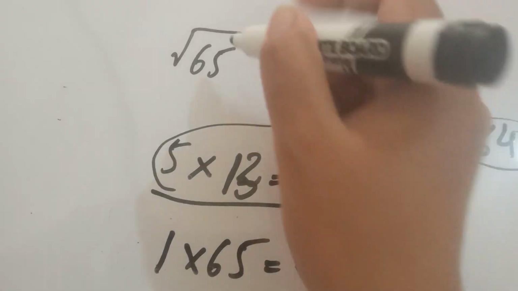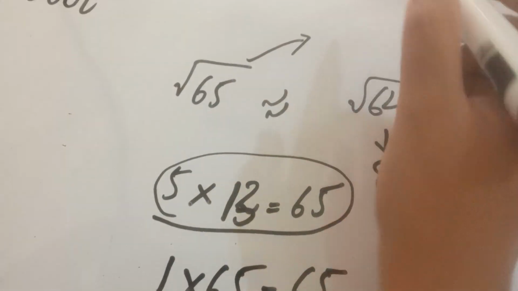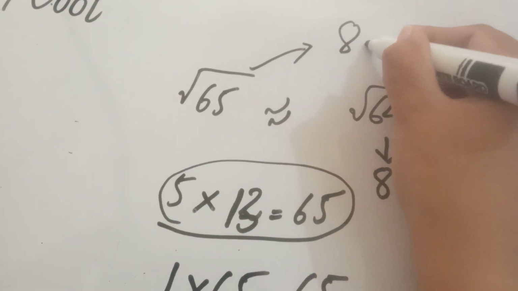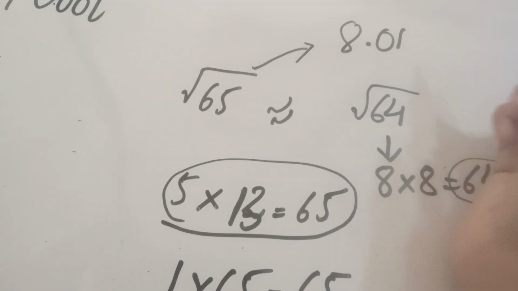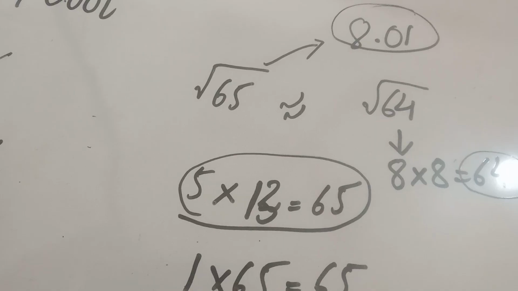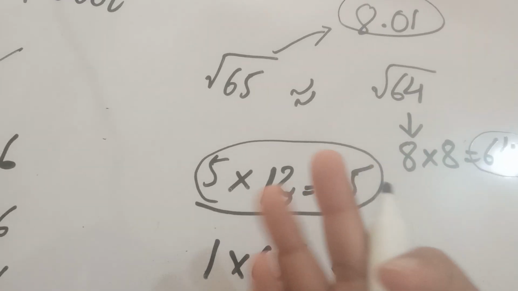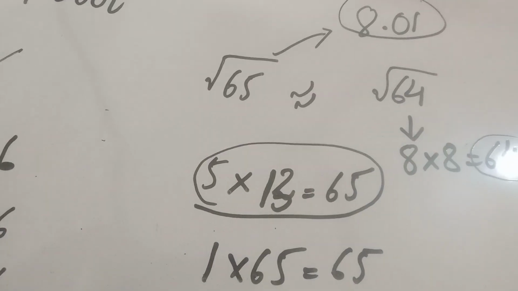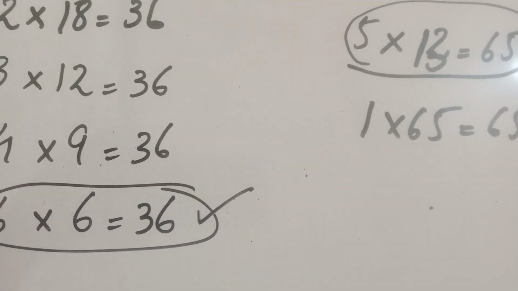So it means the estimated value of the square root of 65 will be 8.01 something. So you can say approximately it's 8. Okay, and if you want to estimate, then you can estimate the square root like this. For example, I have another example.